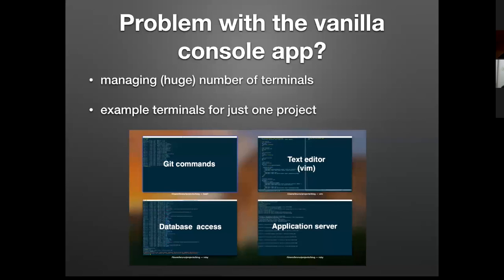For me, it was definitely the huge number of terminals that I was running as I started developing more and more complex applications. On this slide, you can see a classic one-project terminal organization. You need one terminal for the text editor, for Vim. Then you need another terminal for database access, for example if you're using Rails console. And you need an application server, something like Rails server, running continuously. And lastly, you want a free terminal that will be used just to enter random commands, Git commands, whatever, right? So those are four terminals just for one application, just for one project.